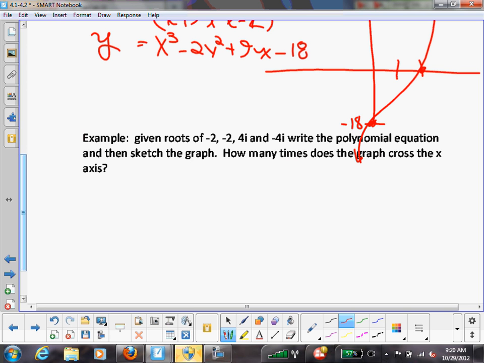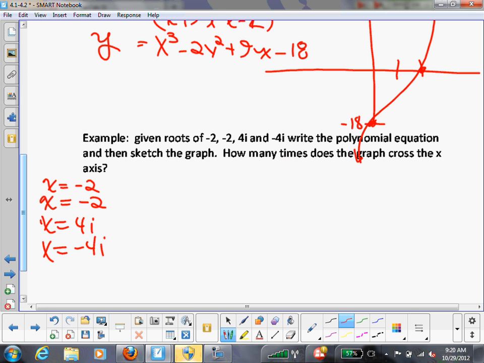All right, so here we go. X is equal to negative 2. And again, x is equal to negative 2. And x is equal to 4i, and x is equal to negative 4i. What should be the degree of this polynomial? It should be 4, because how many solutions do I have? 4. Okay? 2 of them repeat, but I still got four solutions.